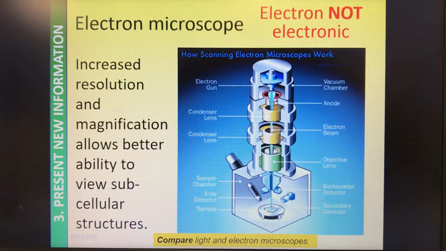If you've used a bio viewer, those are photos taken through an electron microscope that we can then view on the bio viewer. So we get the visual of what we'd expect to see under an electron microscope without spending all the money on it. But remember, it's an electron microscope, not an electronic microscope.